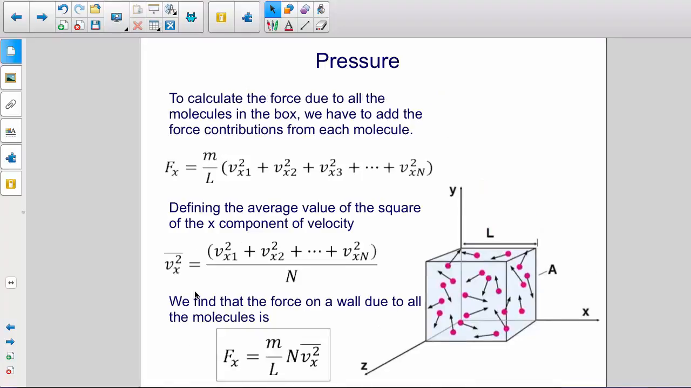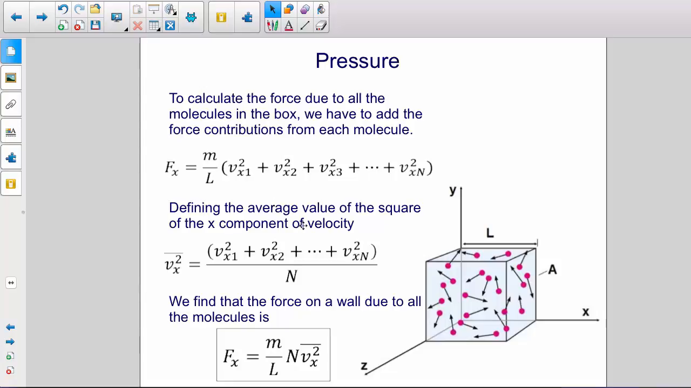To calculate the force due to all the molecules in the box, we have to add the force contributions from each molecule. That results in the following expression: the force on the wall is equal to the mass of a single molecule divided by the edge length of the box, multiplied by the sum of the squares of the x component of velocity of all the particles in the box.